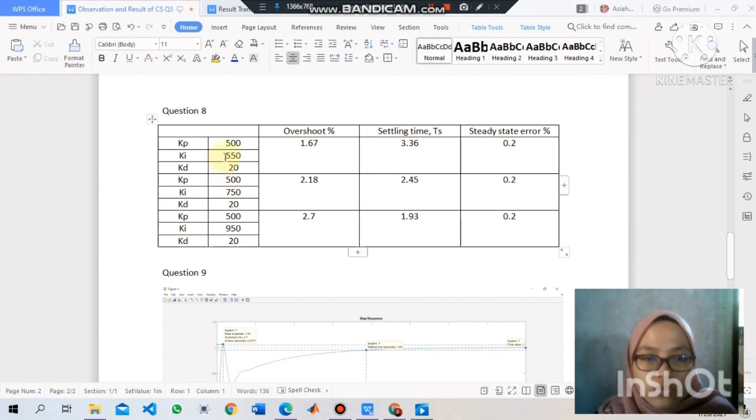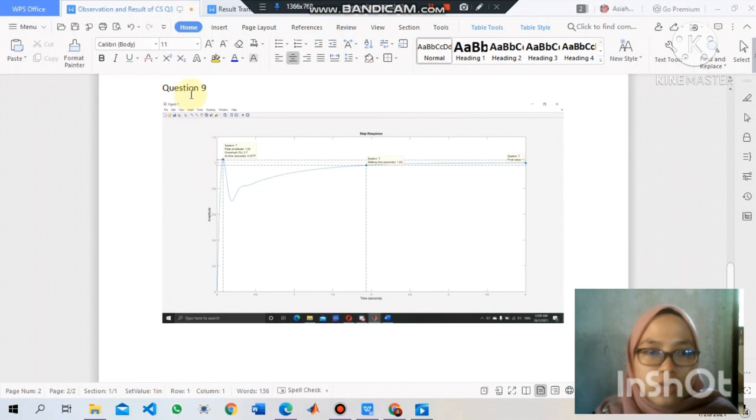We only have to vary the Ki value. So we choose different values of Ki, which are 550, 750, and 950. We have calculated the overshoot, settling time, and the steady state error. After we take a look at the values, we can see which values of Kp, Ki, Kd of the PID controller are the best.